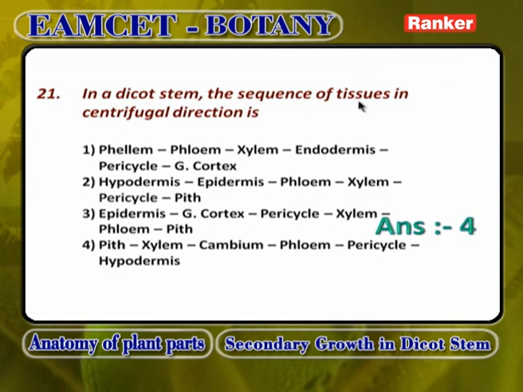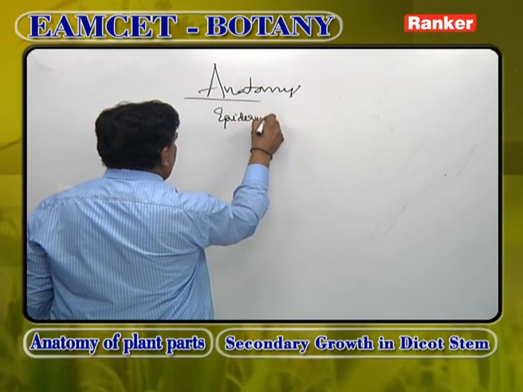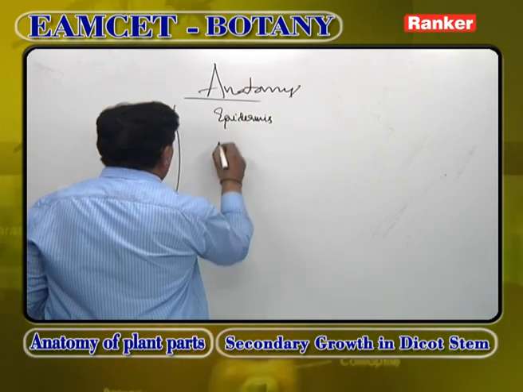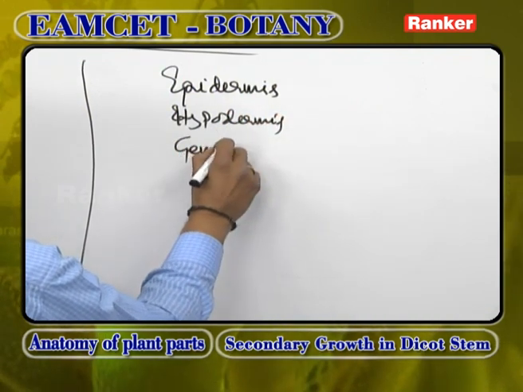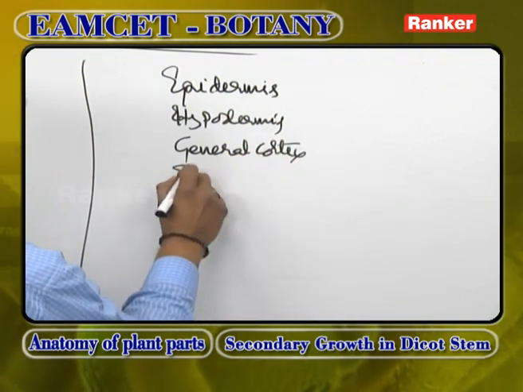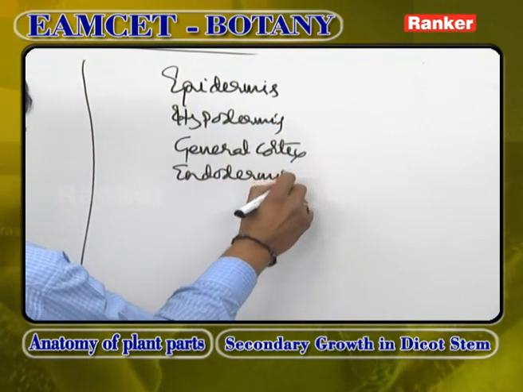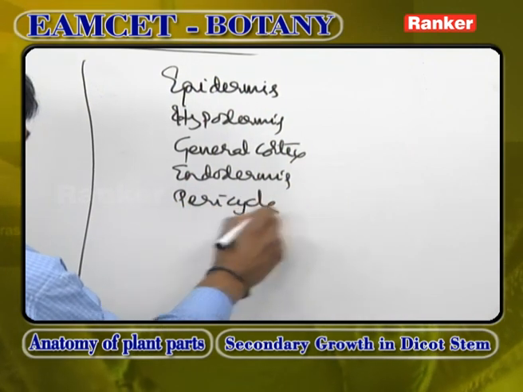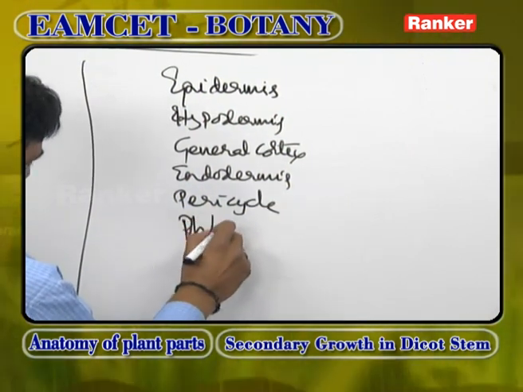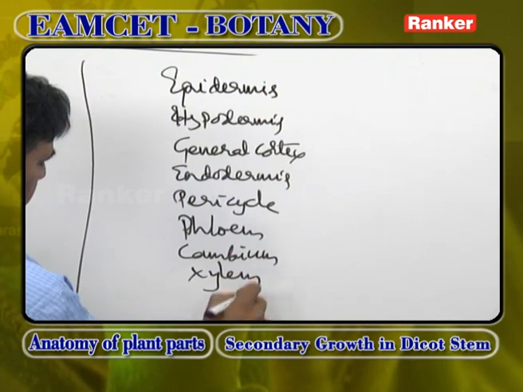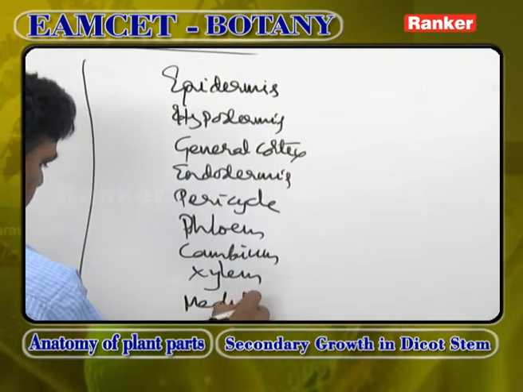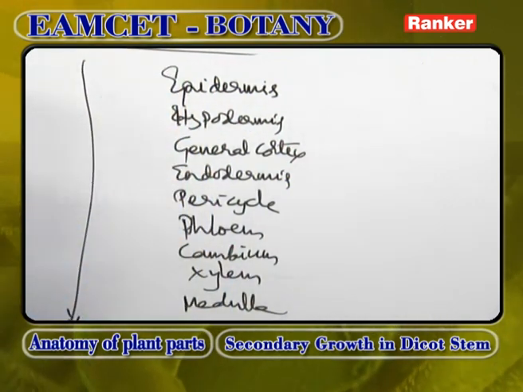In a dicot stem, the sequence of tissues in centripetal direction, from top to bottom: first epidermis, then hypodermis, then general cortex, then endodermis, then pericycle, then phloem, then cambium, then xylem, last medulla.